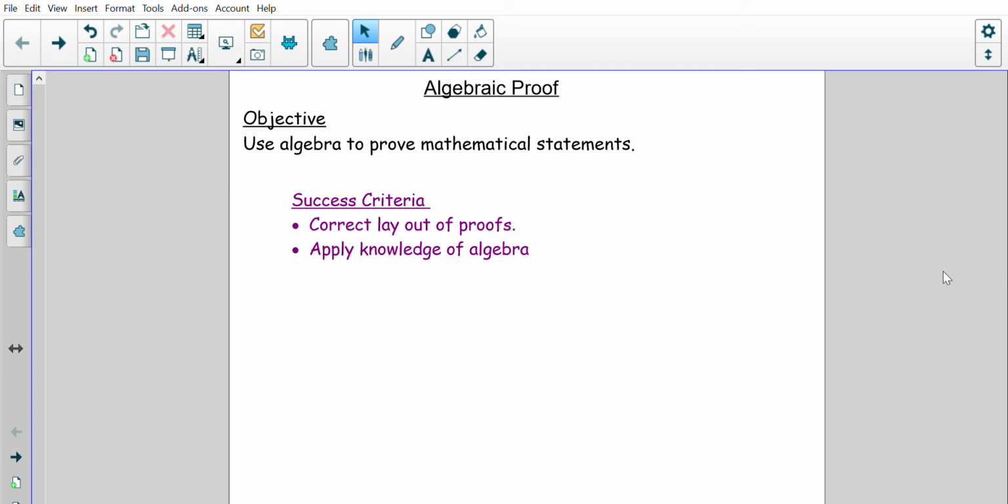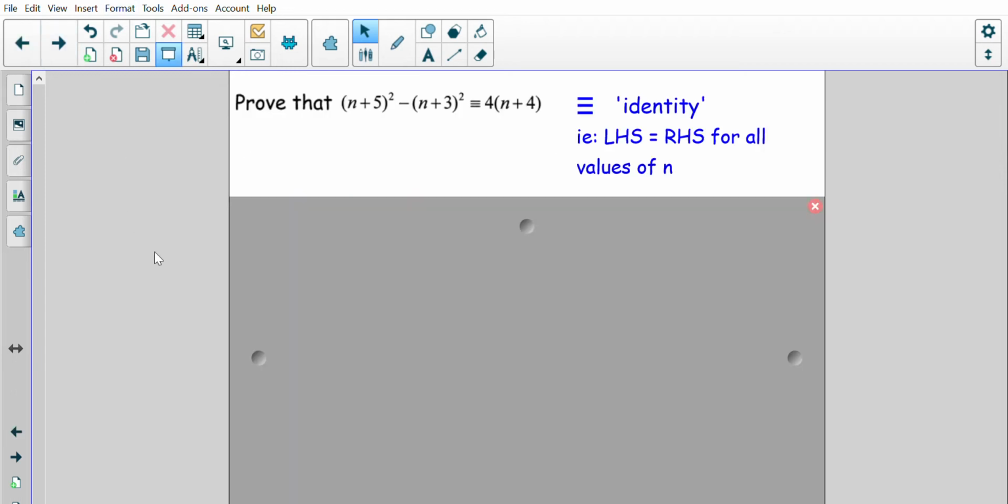In this lesson, we're going to look at proofs with algebra. Just like geometric proofs, algebraic proofs have to be laid out correctly, and they have to have a proof statement at the end. Let's take this example.